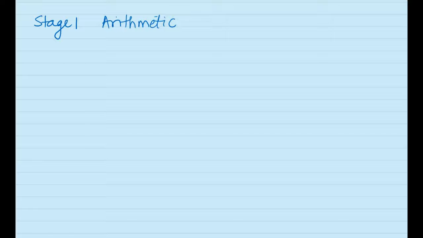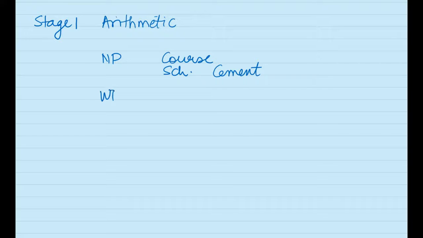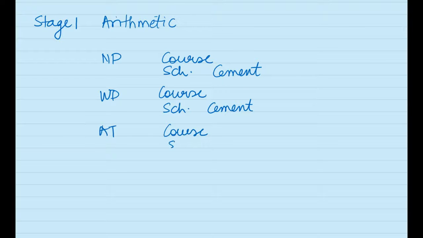So to reiterate, you're starting stage 1 of arithmetic. For this, you're first going to do the number properties course, and then you're going to use Scholaranium to cement the methods. After that, you'll move to word problems. You will first do the course, and then you'll use Scholaranium for cementing. And in the end, you will move to advanced topics, in which you will first do the course, and then you'll move to Scholaranium for cementing. So follow the sequence and ace arithmetic.